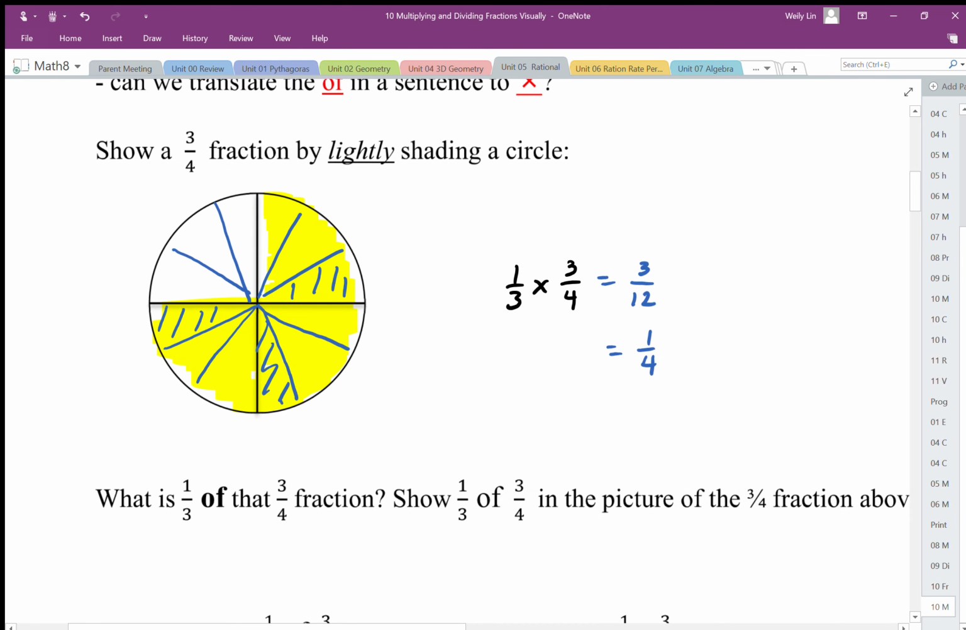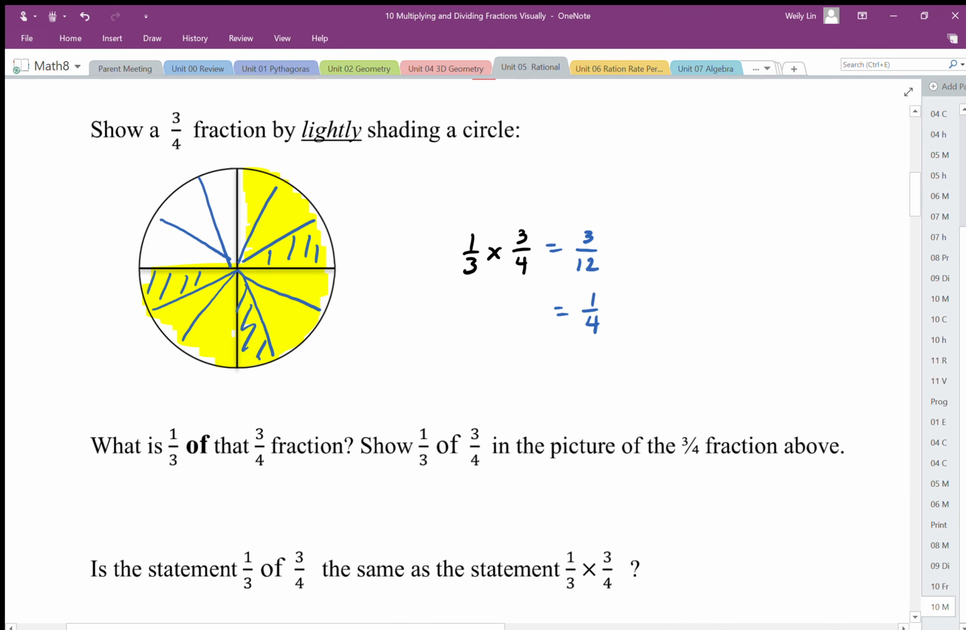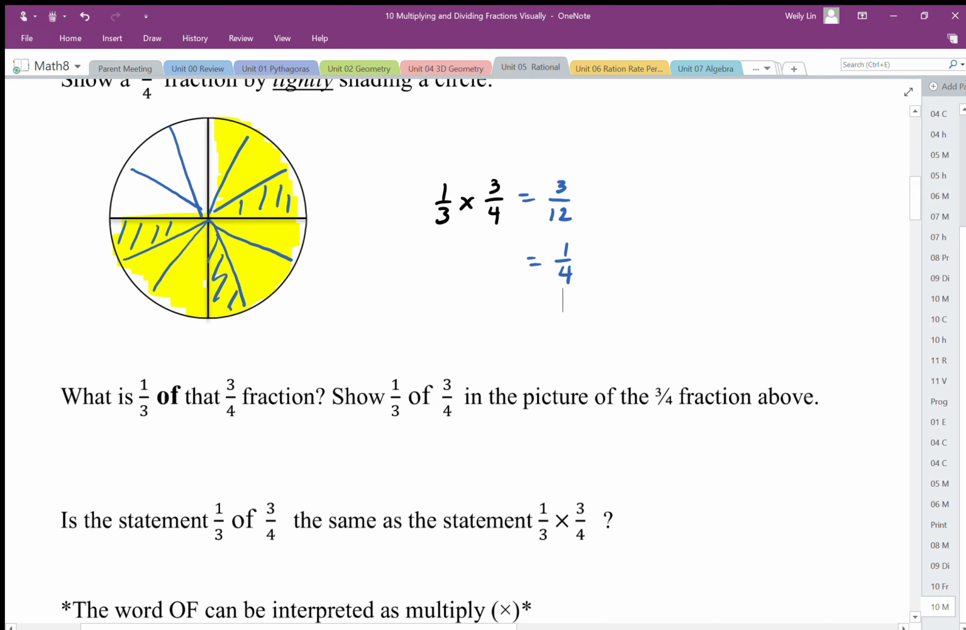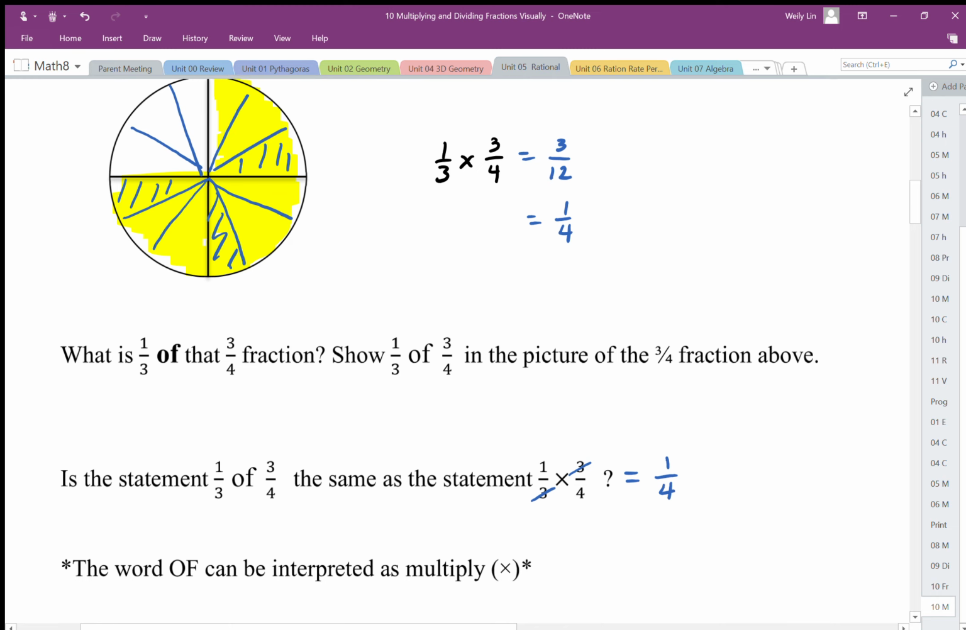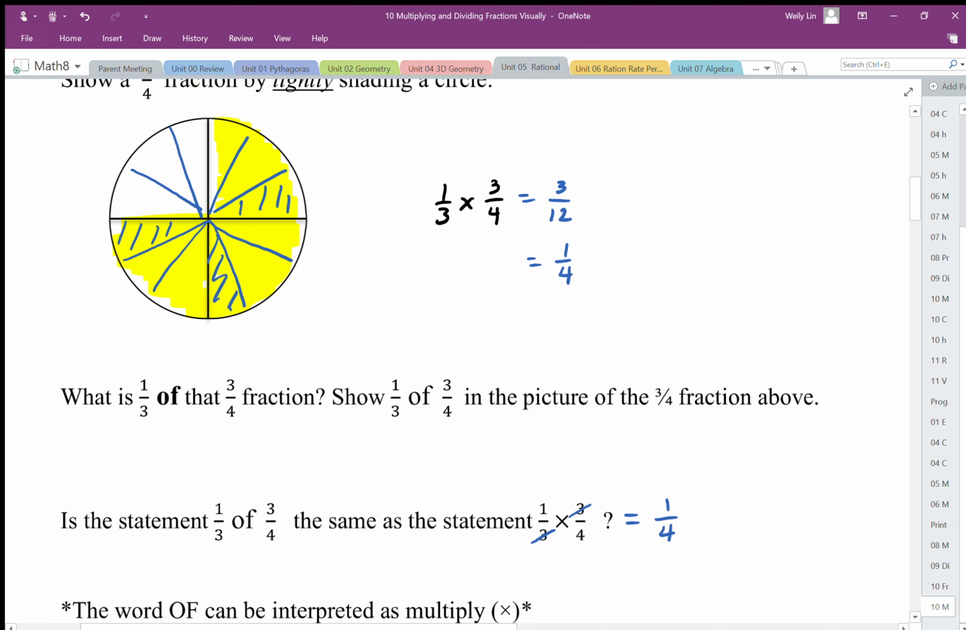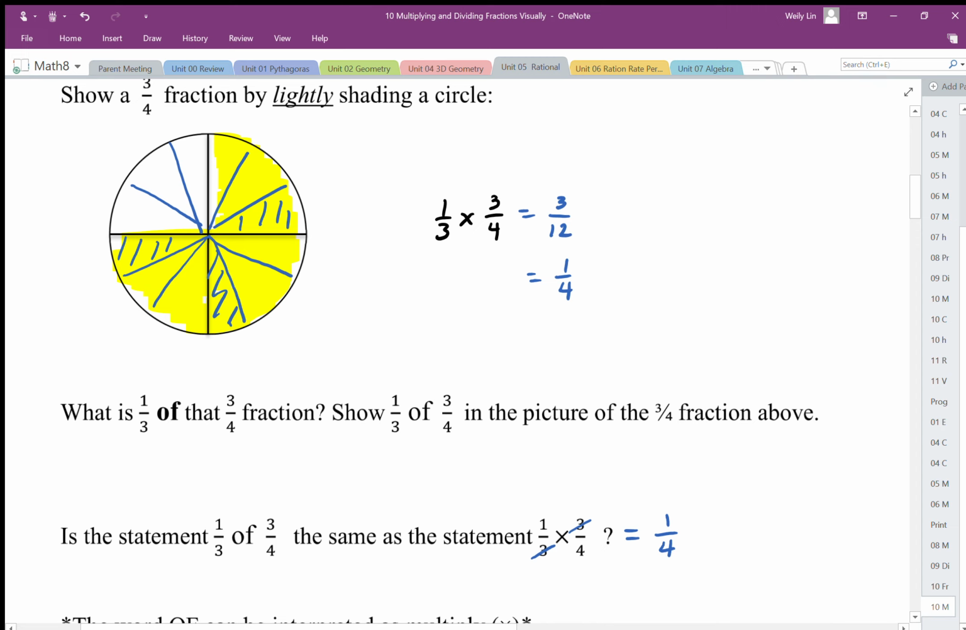So 1/3 of 3/4 then would be equal to 1/4. Okay, so we have 1/3 times 3/4 is equal to 1/4. And we can see from what we know of times on top and divide on bottom, as we cancel those out, we're going to get 1/4. So the basic idea then is that we can replace the word "of" with multiplication or vice versa, and we have a fraction of a fraction is one way we can show multiplication of fractions.